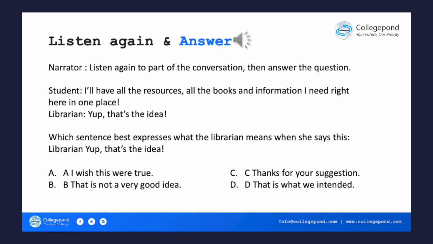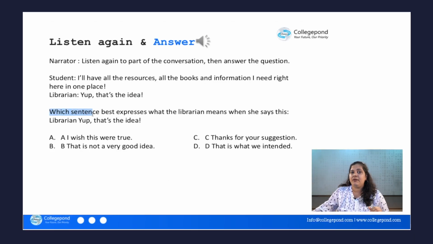I'll have all the resources, all the books and information I need right here in one place. Yep, that's the idea.